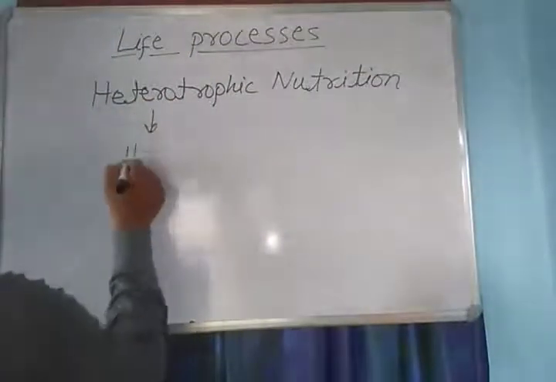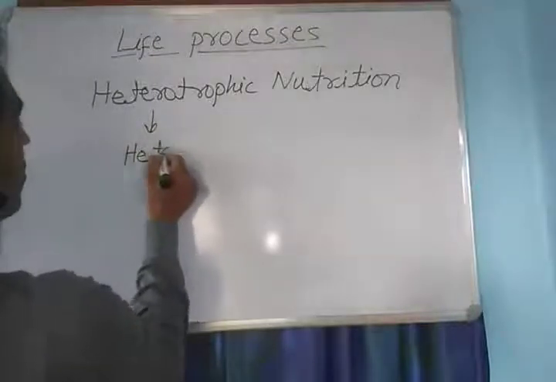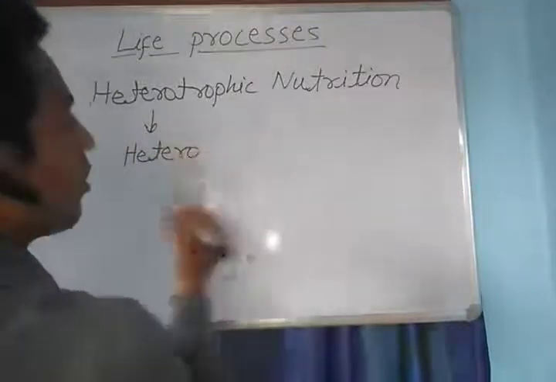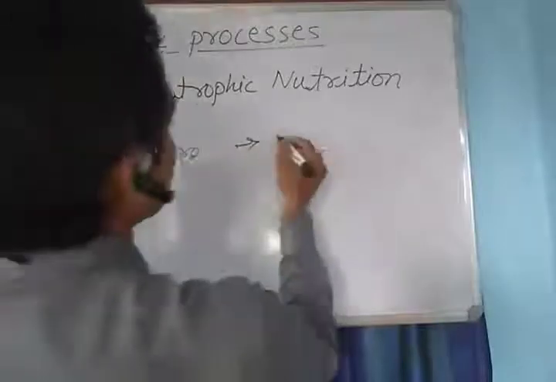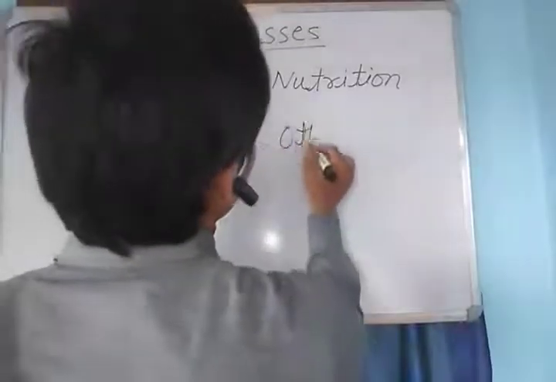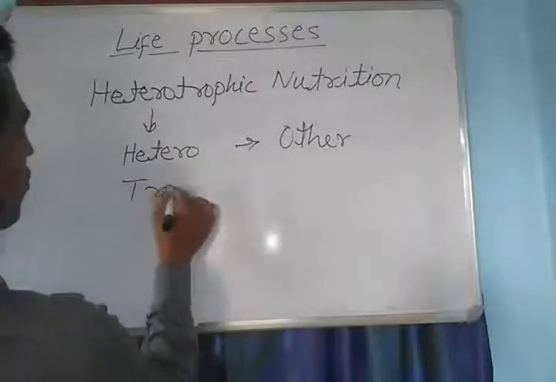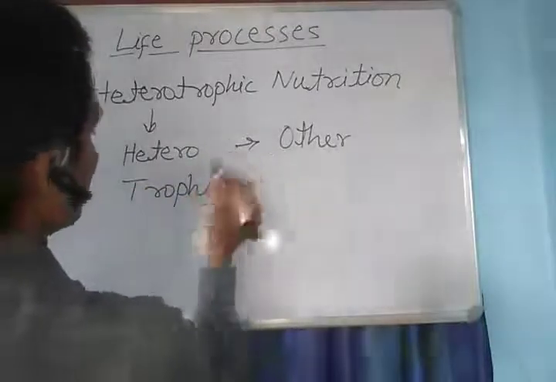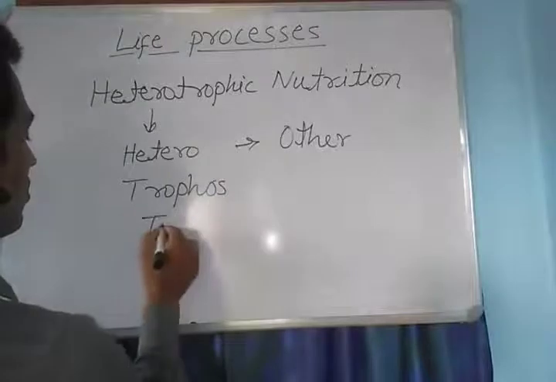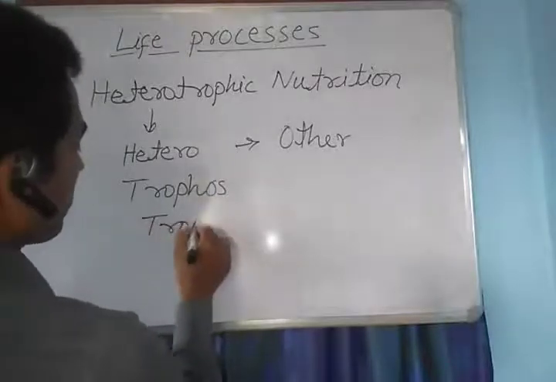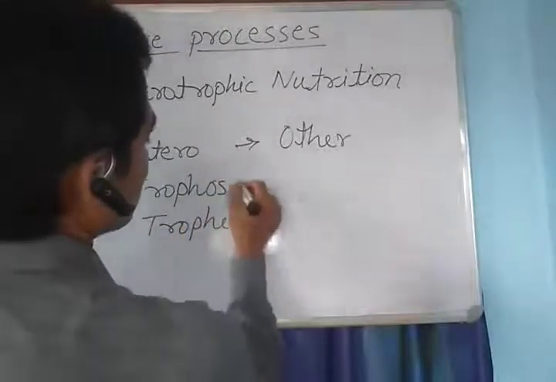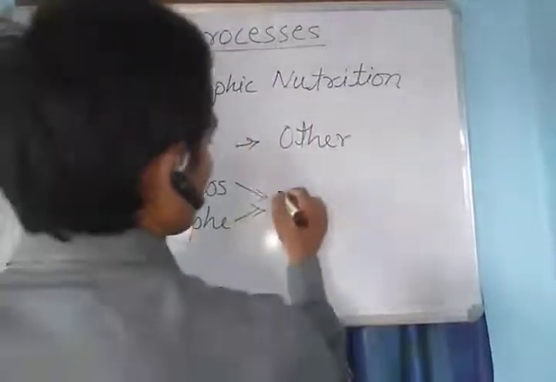Heterotrophic is made by two words. The first one is hetero, or heteros, which means other, and the second one is trophos, or trophic, which means nourishment.